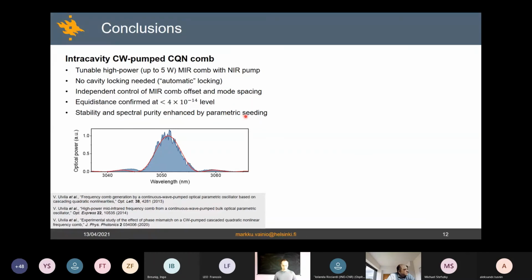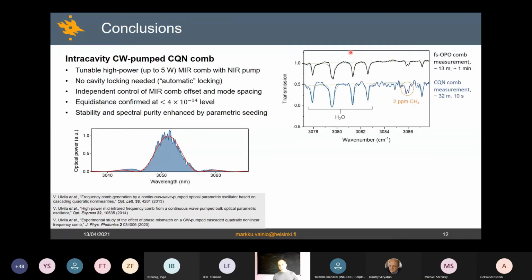Then to very briefly show how these combs compare to state-of-the-art femtosecond combs in the mid-infrared region, we did a very simple spectroscopy experiment where we took this comb light and passed it through laboratory air, using a multipass cell, and then we detected the transmitted light using a Fourier transform spectrometer. We did this experiment first with a femtosecond OPO comb, one of the state-of-the-art combs that we have in our lab, and then with this CQN comb, both in the mid-infrared region at about 3 micrometers.